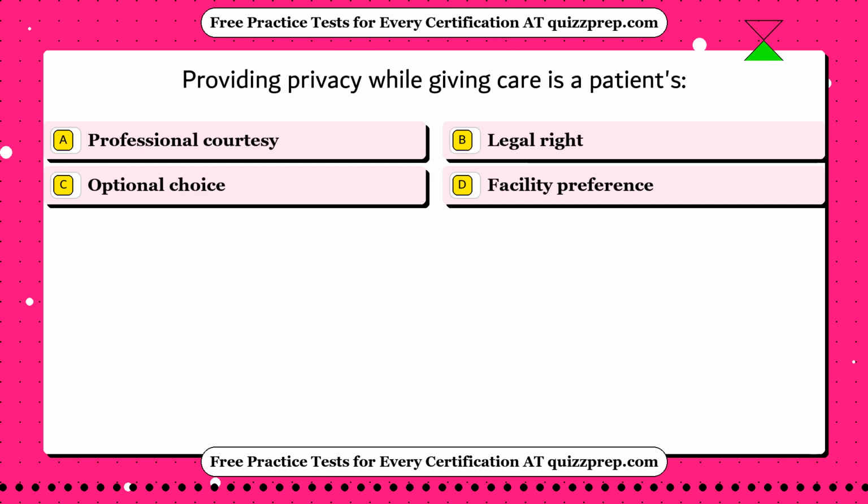Question 84. Providing privacy while giving care is a patient's: Option A. Professional courtesy. Option B. Legal right. Option C. Optional choice. Option D. Facility preference.